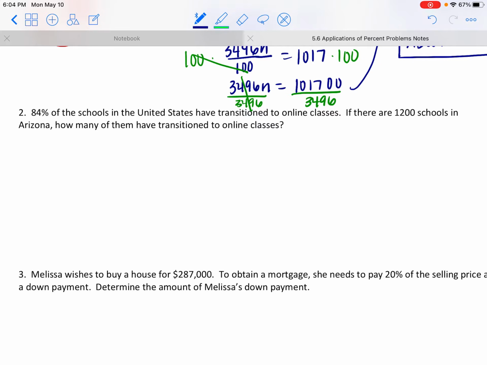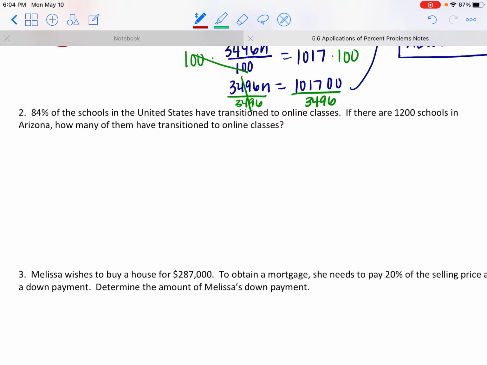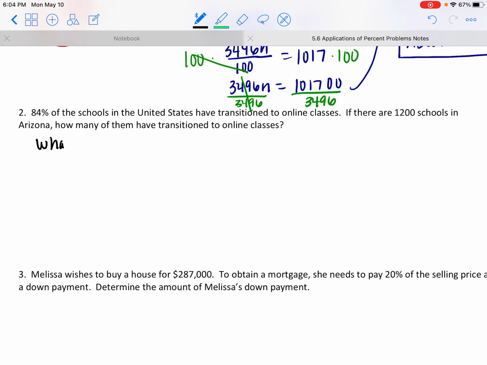84% of the schools in the United States have transitioned to online classes. If there are 1,200 schools in Arizona, how many of them have transitioned to online classes? So 84% of schools have transitioned. We have 1,200 total here. So this question is really saying, what is 84% of the 1,200 schools here that we have in Arizona? Okay, 84% of schools have transitioned to online. We have 1,200 schools. So what is 84% of our 1,200 schools in Arizona?